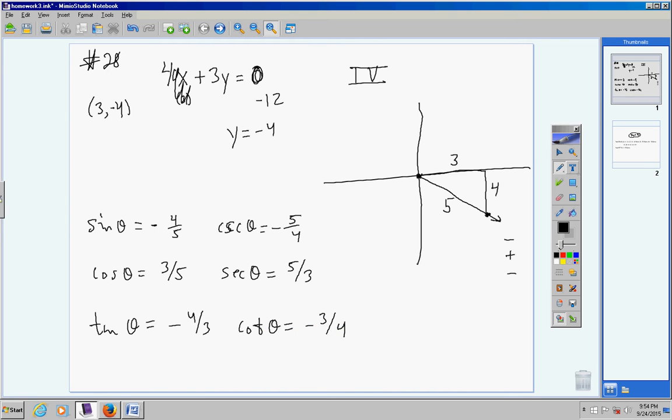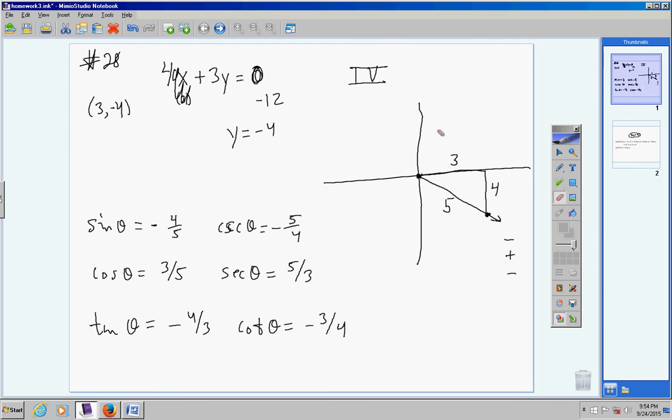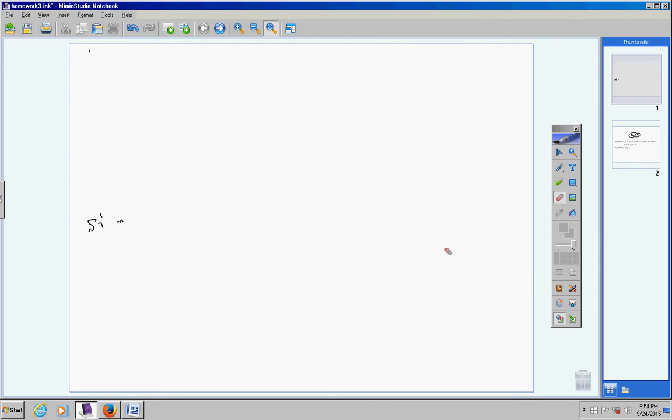Okay. All right. Moving on to numbers 30 through 36 evens. So here we go. Number 30. We're simply going to use our calculators. These are all quadrant angles. So we're going to find the cosine of 3 pi over 2.